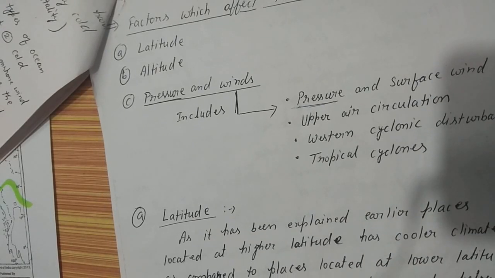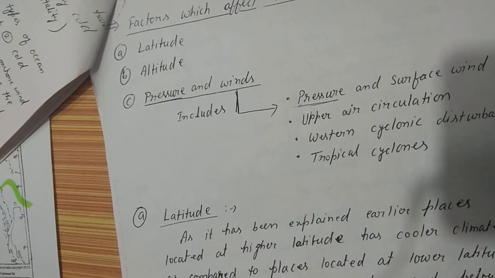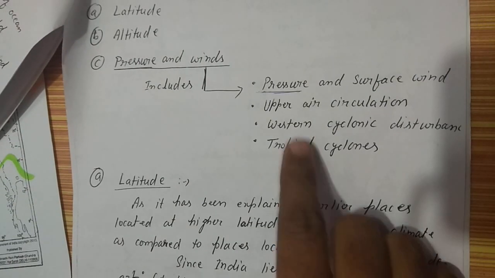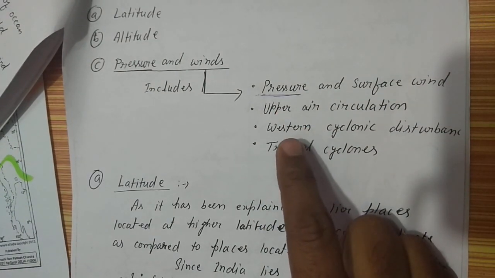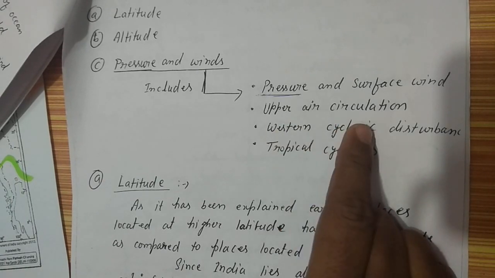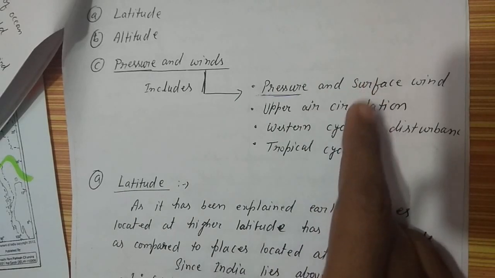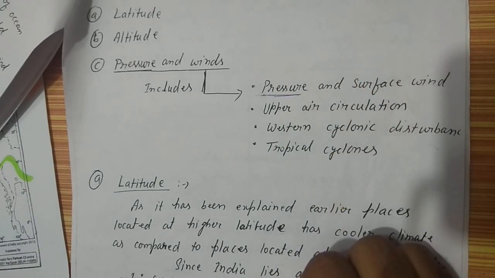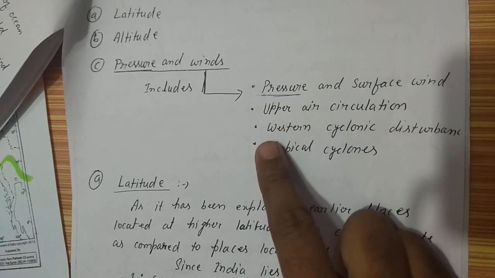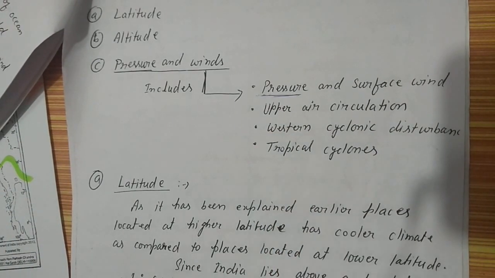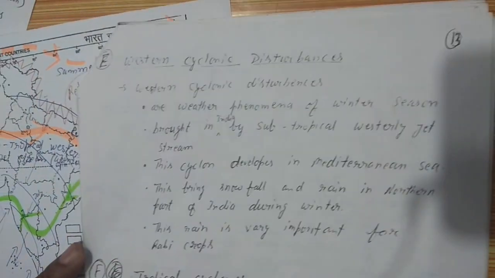Hello students, in the previous video we were discussing the upper air, and how upper air circulation affects the climate of India. Now in this video we will discuss the western cyclonic disturbances and the tropical cyclone. So here is western cyclonic disturbances.